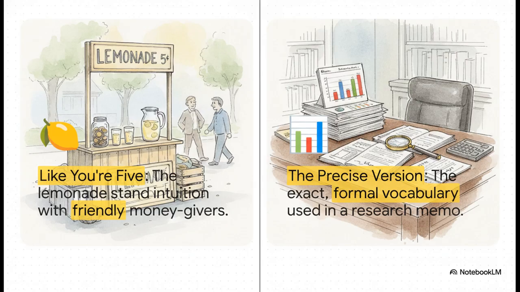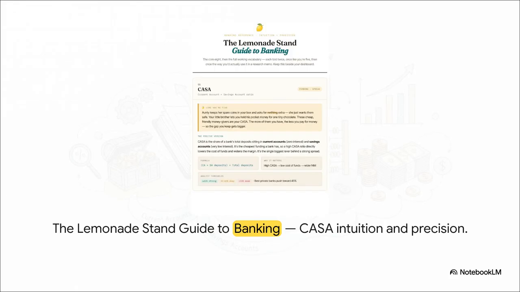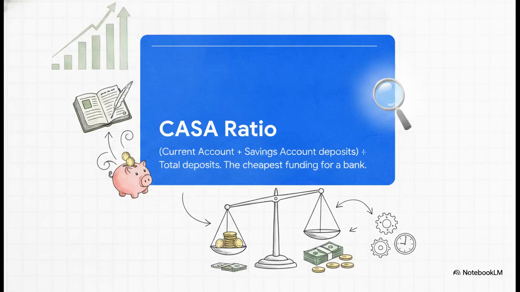And on the other side, we have the precise version. This is the exact formal vocabulary you'd actually use in a professional research memo. See, by building that core intuition first, when we finally hit the precise banking terms, they're just going to click right into place in your mind. And this brilliantly illustrates exactly what we're talking about. The Lemonade Stand Guide perfectly bridges that gap between simple, grounded intuition and absolute mathematical precision. You can honestly think of this as your ultimate cheat sheet to keep right beside your monitor when you're analyzing a bank's performance.